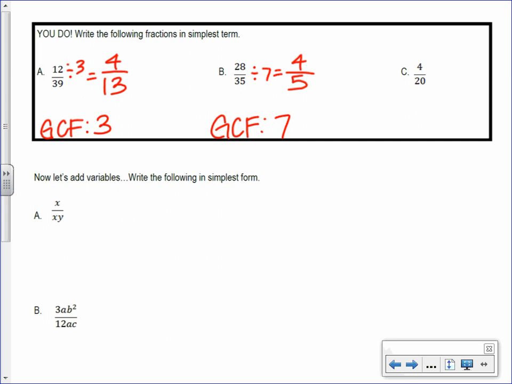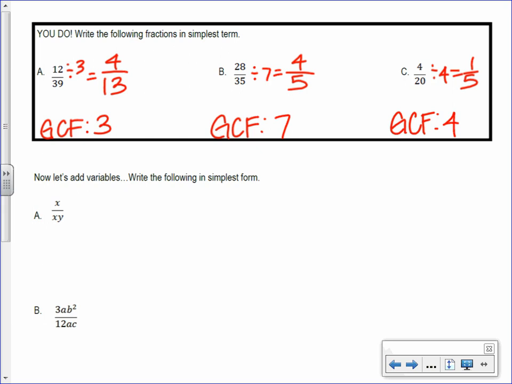This probably is the one you didn't have to. But if you did, it was 4. So divide by 4, and you get 1/5. Or I saw some people, they divided by 2 because they were both even, and then they just divided by 2 again. That's perfectly fine too. You just have to keep going until it gets to simplest form. Any questions about those 3?